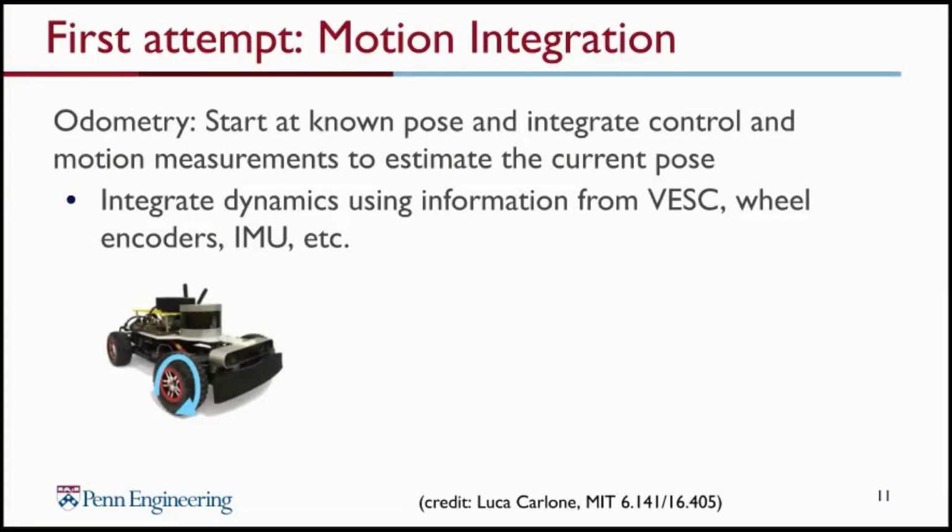Now, we want to be able to locate our position with reference to our initial starting point. And so in our first attempt for localization, we utilize odometry and motion integration. Odometry attempts to localize by starting at a known pose and position and integrating the control and motion measurements to estimate the current pose. In the case of our robot, we can integrate the dynamics using the information from the VESC and the wheel encoders and other sources of information such as the IMU.